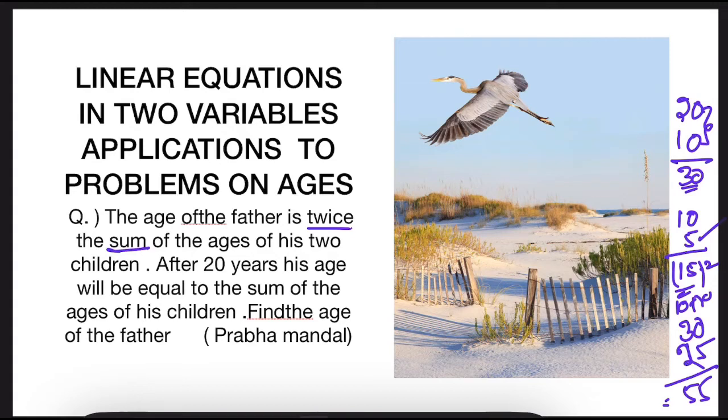So what is my aim? The sum of the children. When he says this, don't take each child's age separately. Let the father's age be X, one child's age be Y and the other child's be Z, because we don't know three variables. We use only two variables, as it is 10th class, so only two variables we have to take. That's why for the sum of the ages we will take Y only.